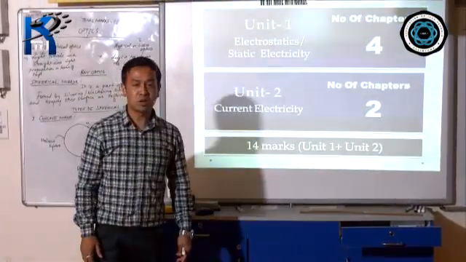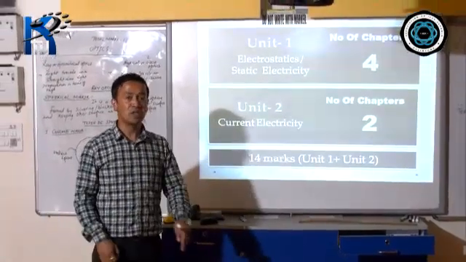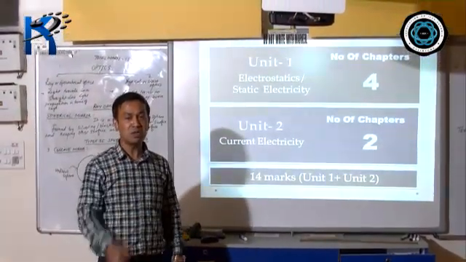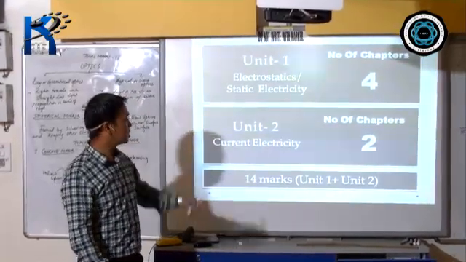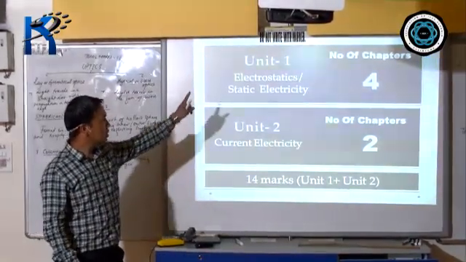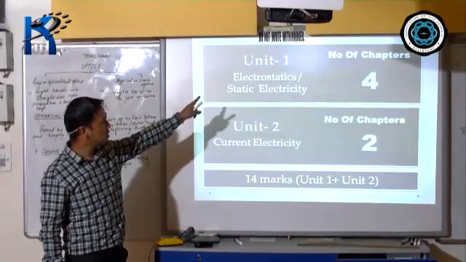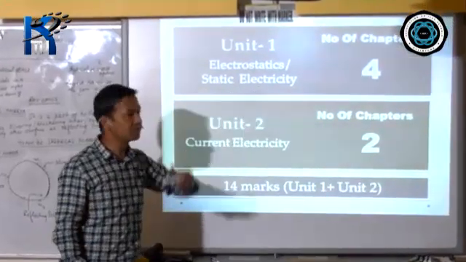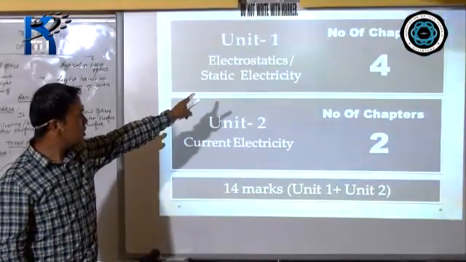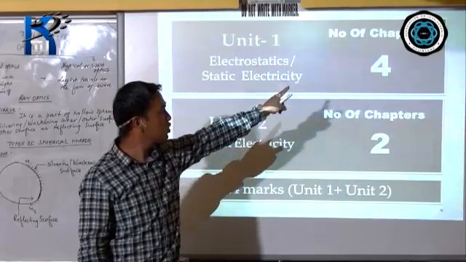Now the next very important part in paper 1 is the number of units. Let me tell you, there are a total of 10 units in paper 1. Let me discuss unit by unit. We start with the first unit. Your first unit is electrostatics, or what we also call static electricity. This unit consists of a total of 4 chapters.